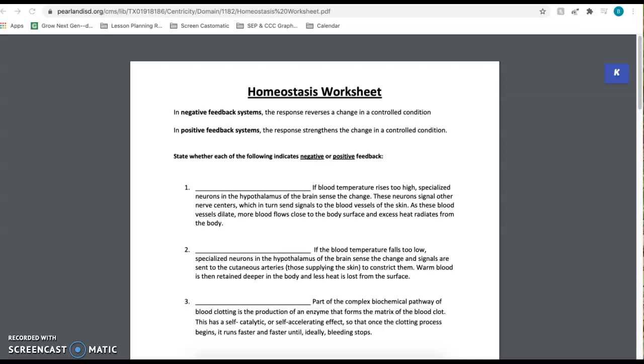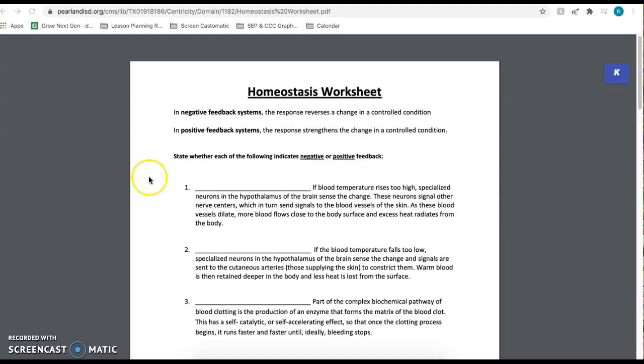Hey guys, I'm here to tell you how to do your homeostasis worksheet. It's not on a Google Doc right now, but it will be, so it'll be easy for you to fill out and then submit to Schoology. We talked about negative feedback and positive feedback this last week, so you're going to be focusing on being able to identify whether a situation is negative or positive.